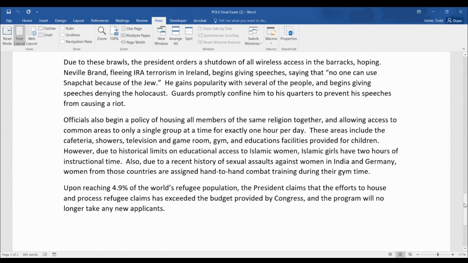All right, the very end of it, upon reaching 4.9% of the world's refugee population, the president claims that the efforts to house and process refugee claims have exceeded the budget provided by Congress and the program will no longer take any new applicants. So we have a few things here.